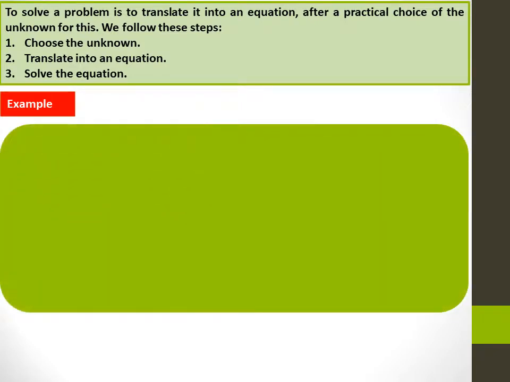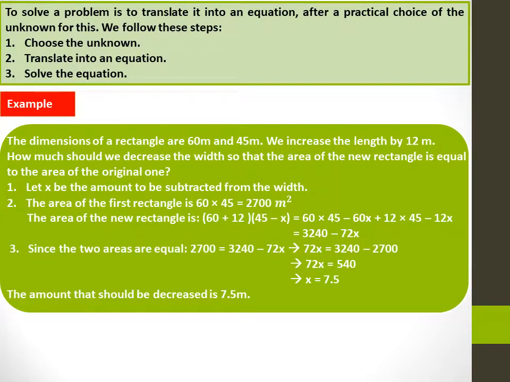Example. The dimensions of a rectangle are 60 meters and 45 meters. We increase the length by 12 meters. How much should we decrease the width so that the area of the new rectangle is equal to the area of the original one? First, let's choose the unknown. Let x be the amount to be subtracted from the width. This is the unknown value we are trying to find.